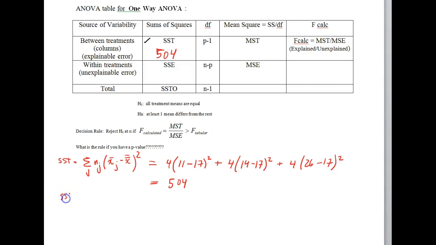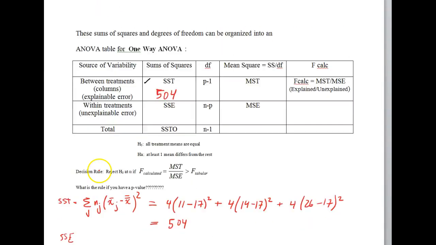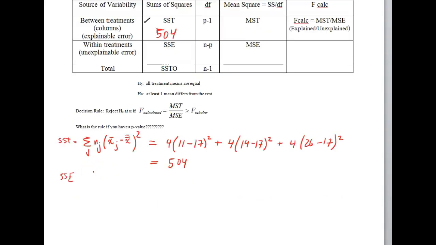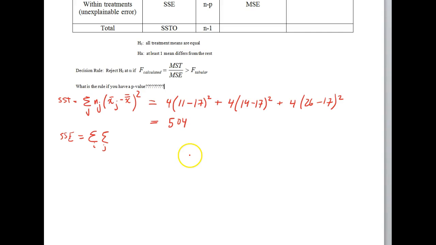Okay, so now we do the SSE. So we'll write that formula down. Our SSE formula was what? I don't have that one readily available. So that is the double summation over i and j of x sub ij minus x bar sub j, squared. Oh, gotta go back and look at it. I already forgot. x sub ij minus the treatment mean.